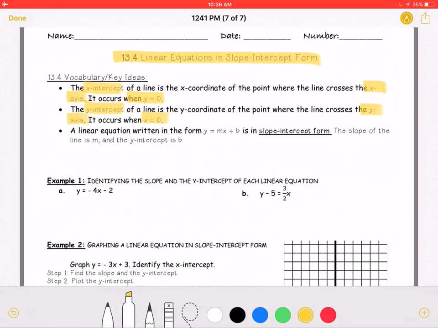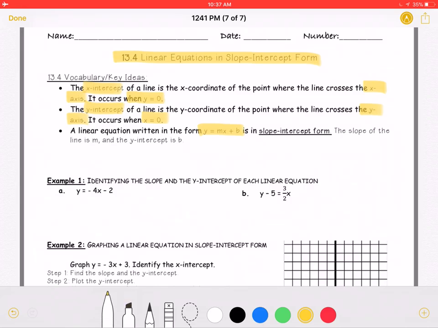A linear equation written in the form y equals mx plus b is in slope-intercept form. So this is our slope-intercept form. The slope of the line is m and the y-intercept is b. So that's important to know. M is still our slope.